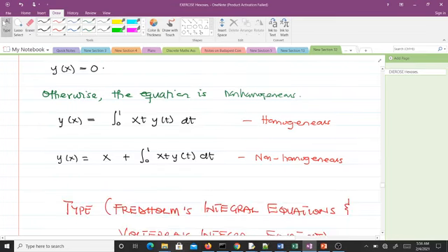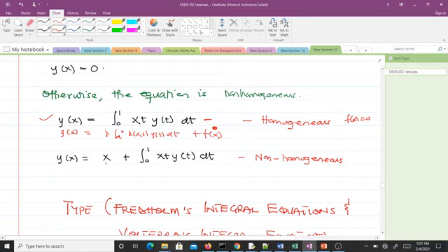So an example is this equation here. You can see that we don't have any f of x attached to it. If you compare it to the general form of an integral equation, the general form is y of x is lambda integral from a to b k of x, y of t dt plus f of x. But you can see here we don't have any f of x. Since our f of x is 0, this is homogeneous.